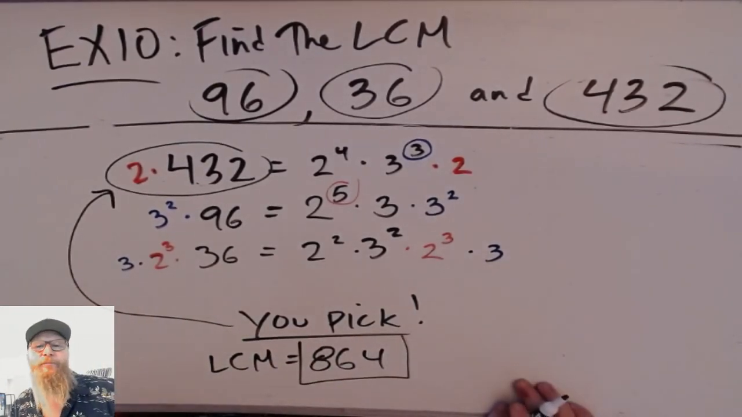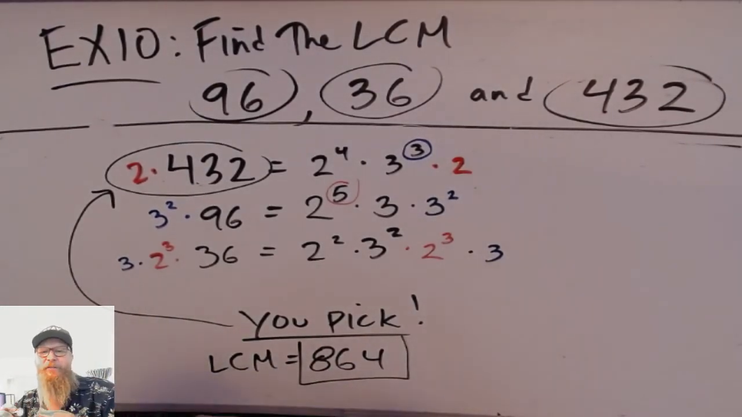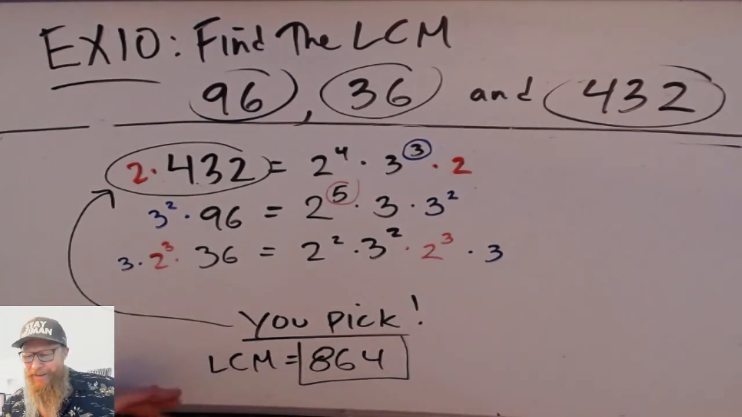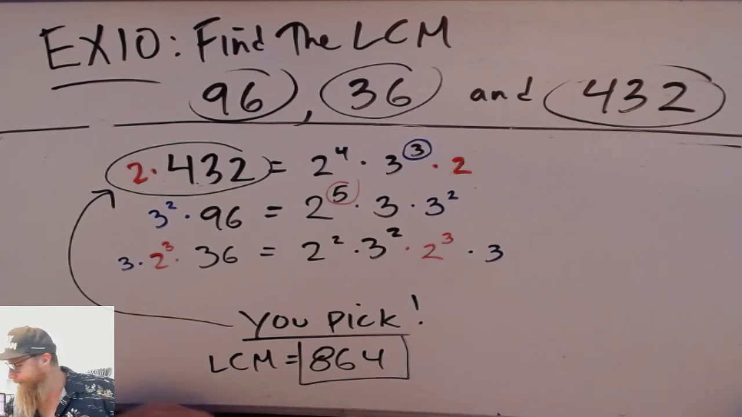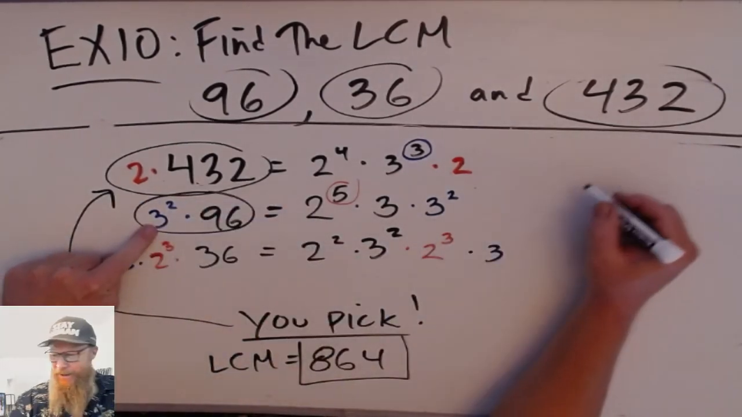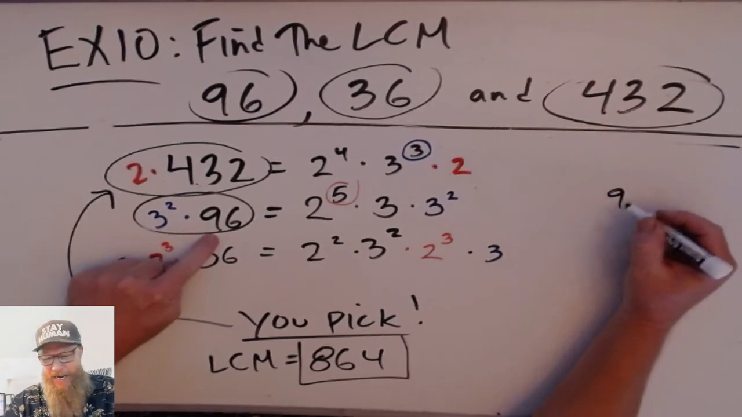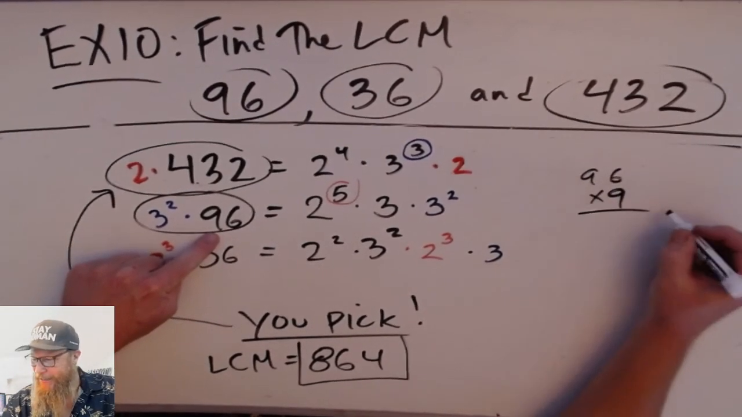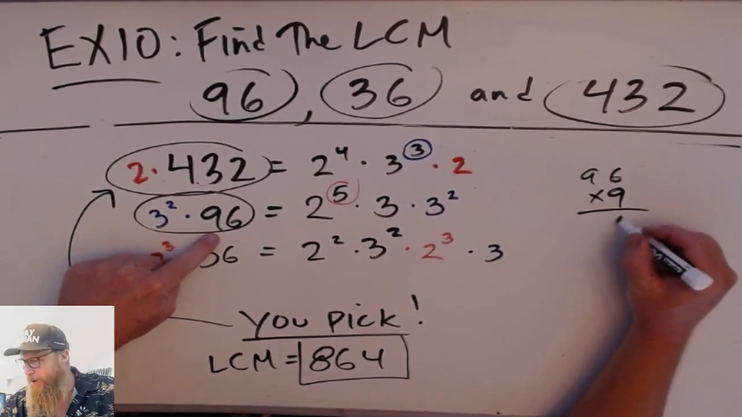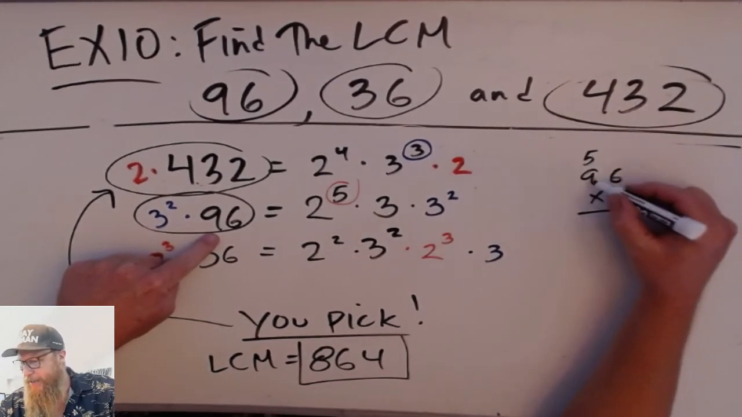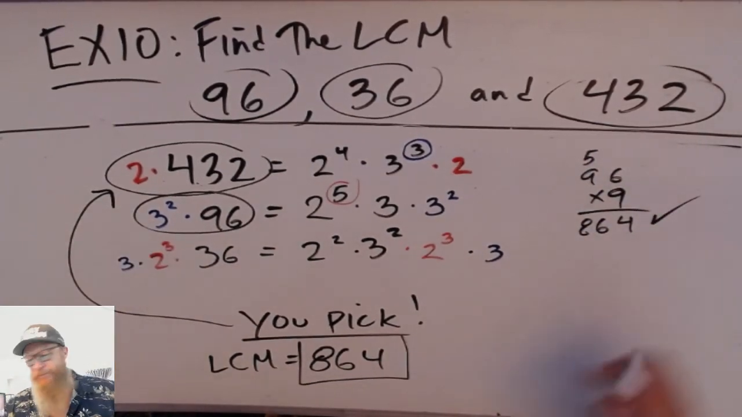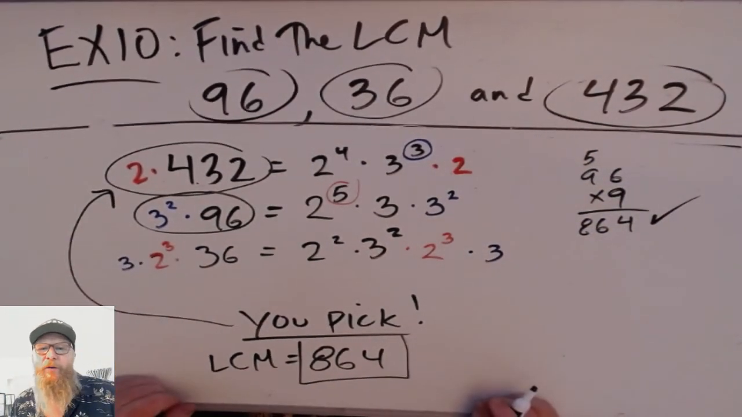There you go. And if you really love checking, I know I do. Let's just do a couple of them. Let's do this one right here. What would that one be? 3 squared is 9. 9 times 96. 9 times 6 is 54. Carry the 5. 9 times 9 is 81 plus 5 is 86. It's the same thing. Doesn't matter which one you pick. They're all going to be right.